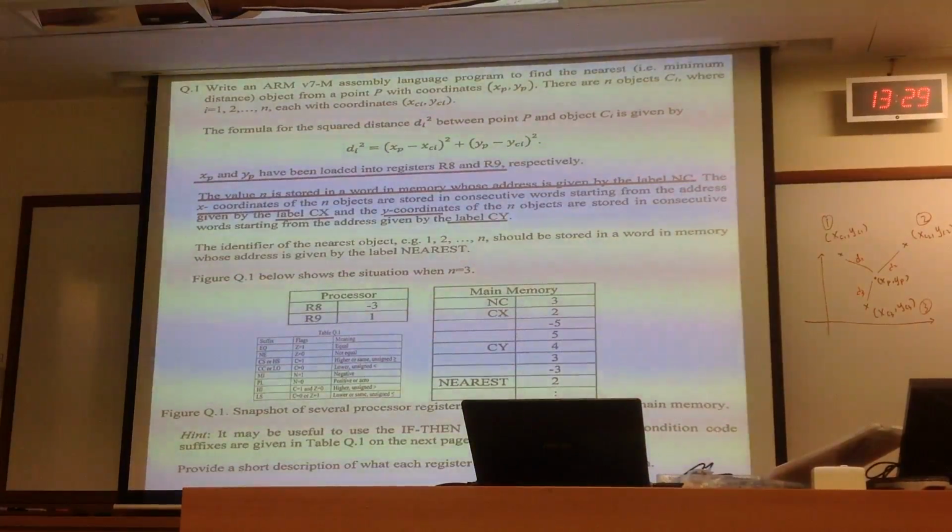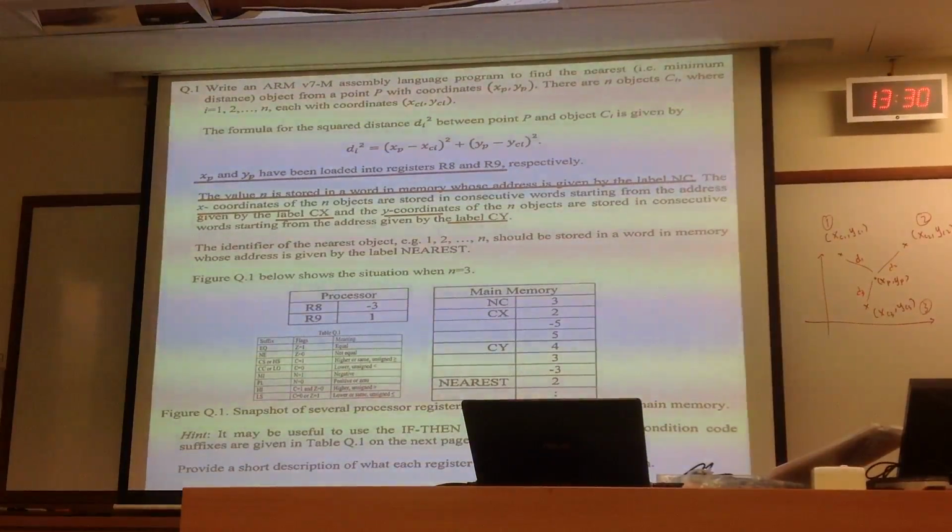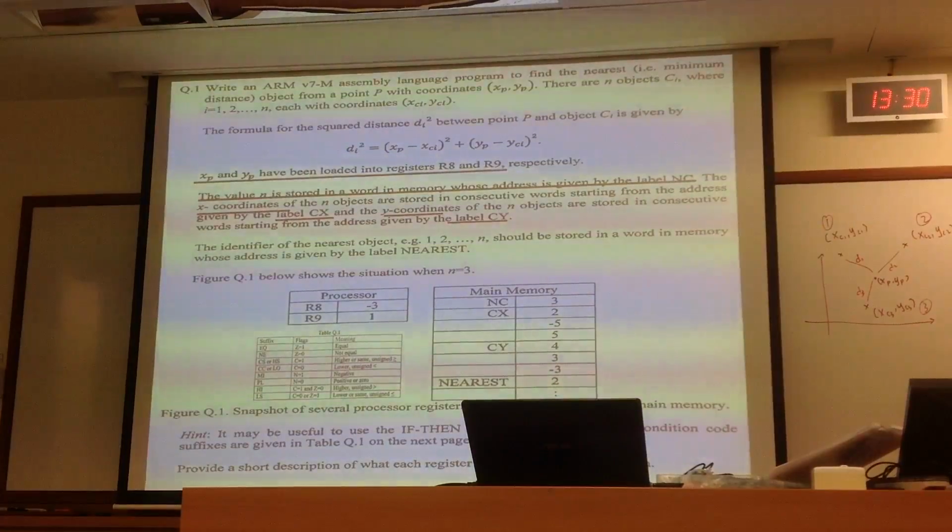Okay, the load R10 equal 1, I can also use move R10 1. You also can put move. The number 1, hex 1, also can. But this one cannot use move, because you need to load 32 bit data. Move only up to 8 bit. Move W only up to 16 bit. So this one is better. This one is the pseudo instruction.